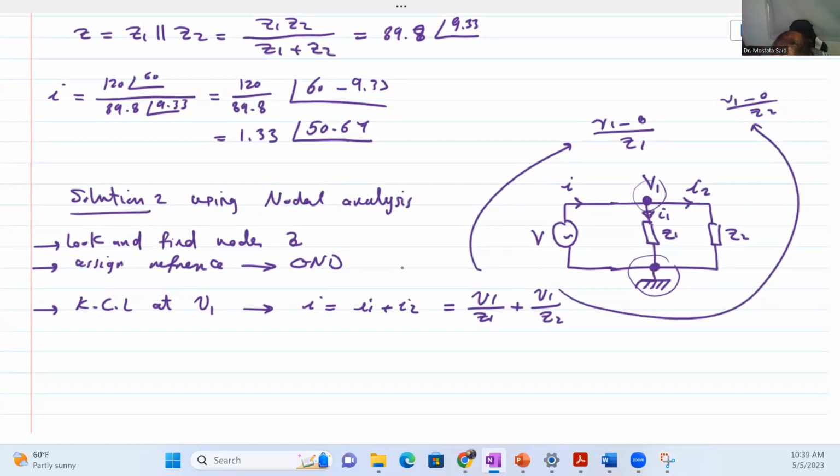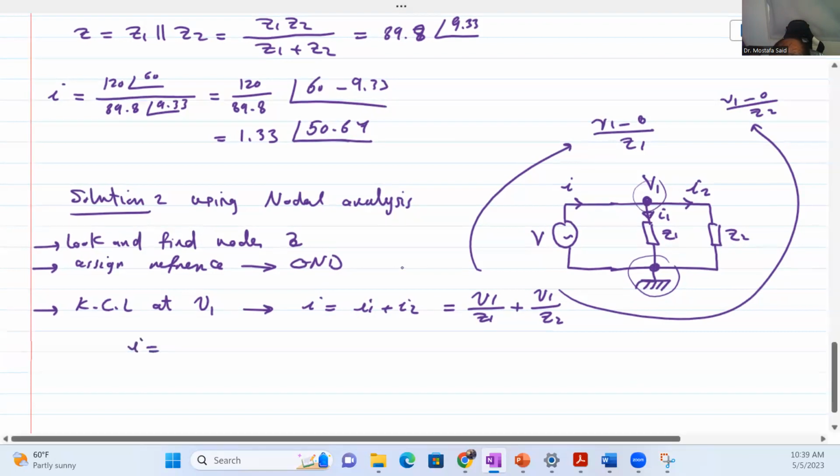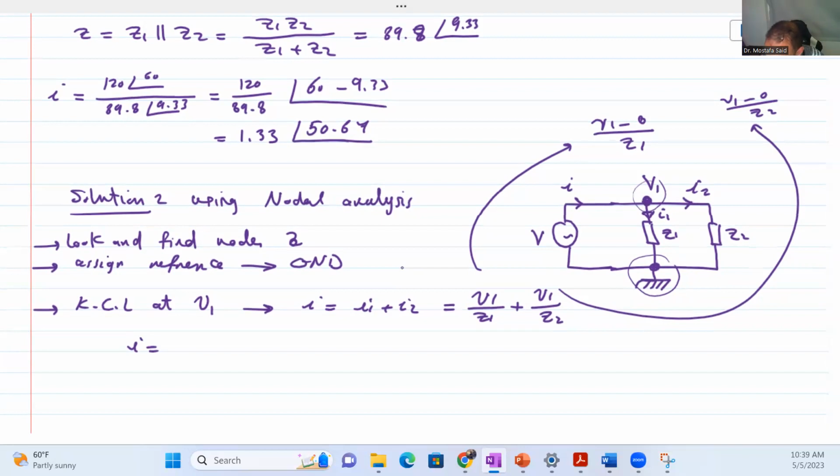So let's calculate V1 over Z1. What is V1? V1 is the same voltage as V. This is just one node. As we learned in our circuits, we don't care about the geometric shape of the wires. Any wire in a circuit for us is a short circuit. So the voltage here is basically the same voltage as V1.